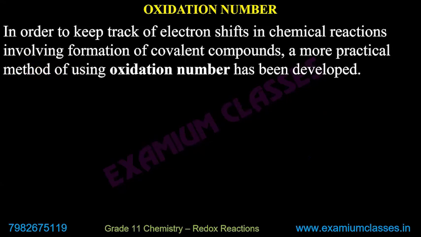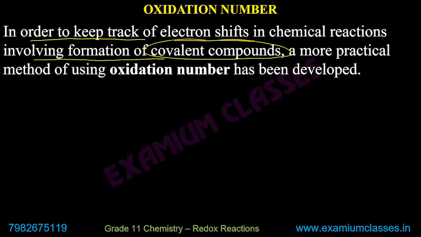Now oxidation number. Oxidation number as such does not have any specific clear definition. It is just understanding. And why do we need to talk about oxidation number? In order to keep track of electron shifts in chemical reactions involving formation of covalent compounds, a more practical method of using oxidation number has been developed. When we say more practical method, it means moving on from valencies. Earlier we used to talk about valency. Now we are talking about oxidation number.